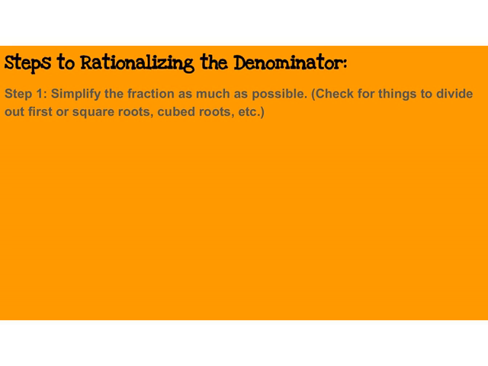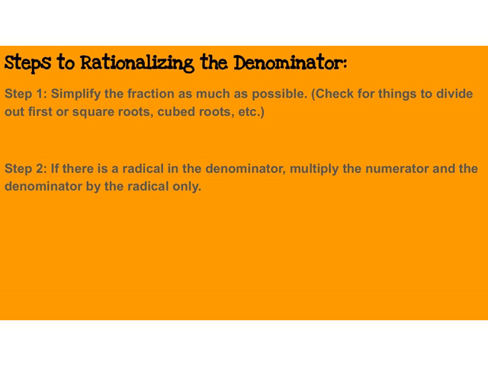And our steps to rationalizing the denominator: you want to simplify the fraction as much as possible. We can also check for things to divide out first, or we can take a square root or cube root. I'm going to specify when the right time would be to simplify versus just taking the radical. Step 2, if there is a radical in the denominator, you're going to multiply the numerator and the denominator, top and bottom of the fraction, by the radical only. You're going to simplify the fraction completely at the end.